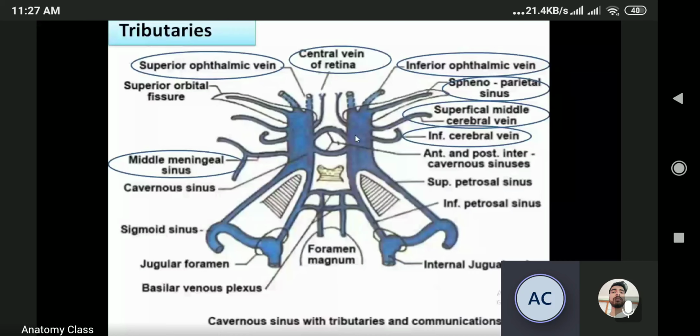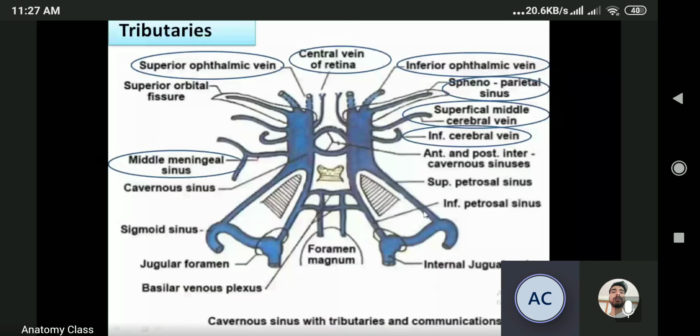This cavernous sinus drains into the transverse sinus through the superior petrosal sinus and into the internal jugular vein through the inferior petrosal sinus. The superior and inferior petrosal sinuses are also paired sinuses, which we will cover in the coming slides. Remember, the cavernous sinus finally drains into the transverse sinus through the superior petrosal sinus and into the superior bulb of the internal jugular vein through the inferior petrosal sinus. These two are the drainage of the cavernous sinus, and the remaining are the tributaries.